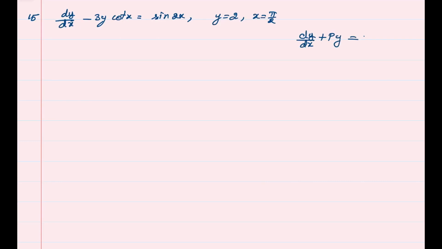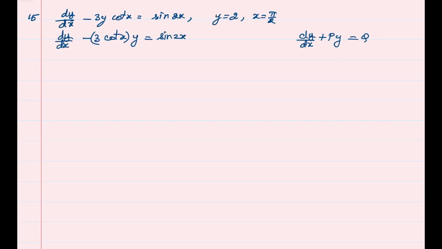Question number 15. dy by dx minus 3y cot x equal to sine 2x. And the initial condition is y is 2 when x is pi by 2. This equation is already in the linear form, dy by dx plus py equal to q, where p and q are functions of x. dy by dx minus 3 cot x y equal to sine 2x.